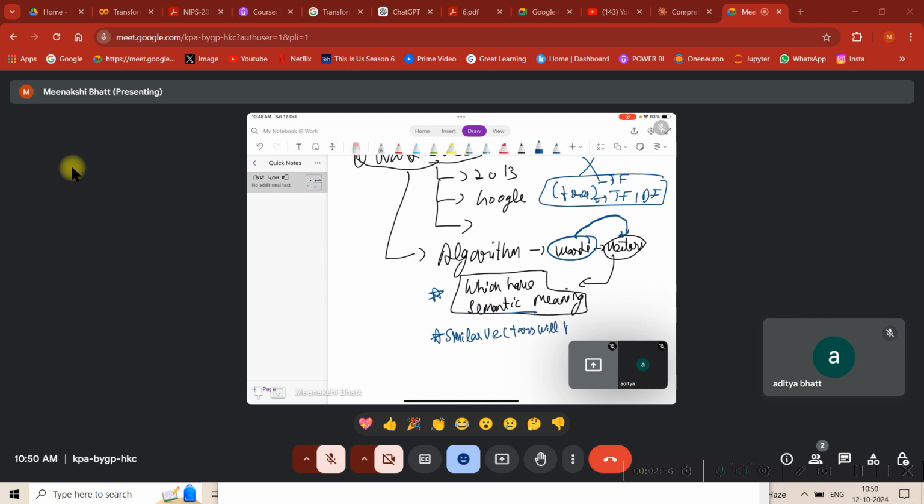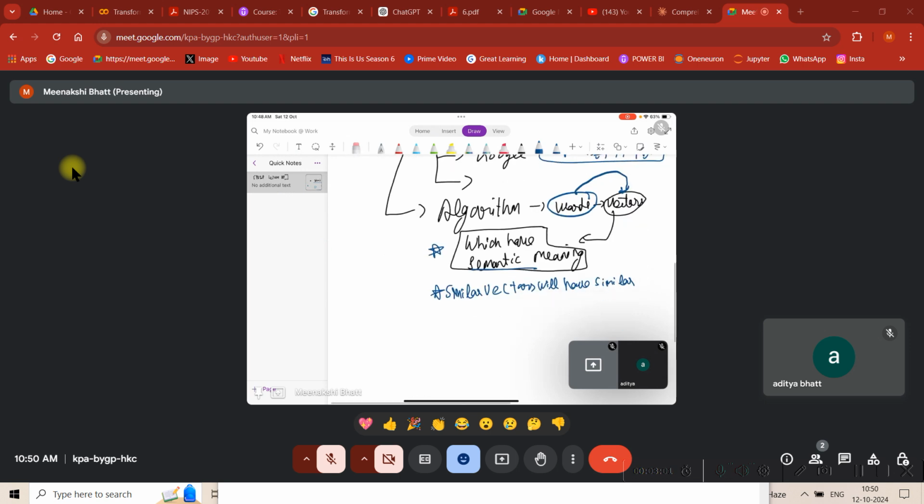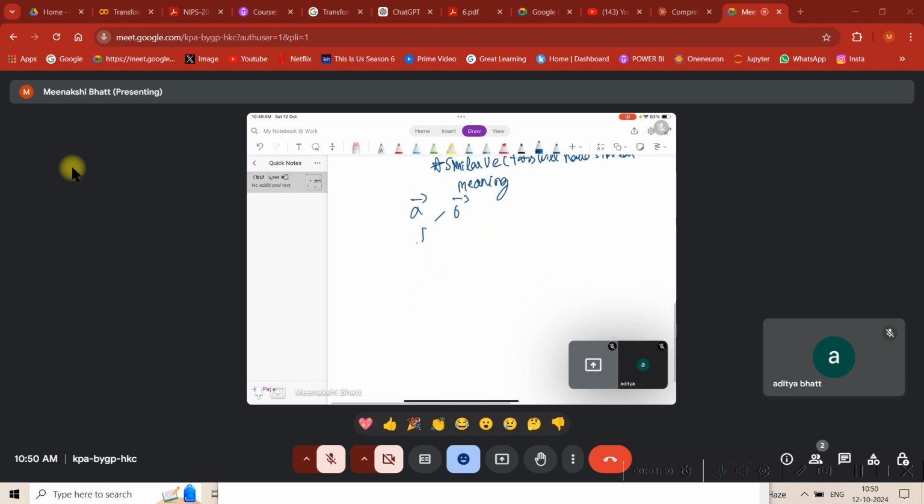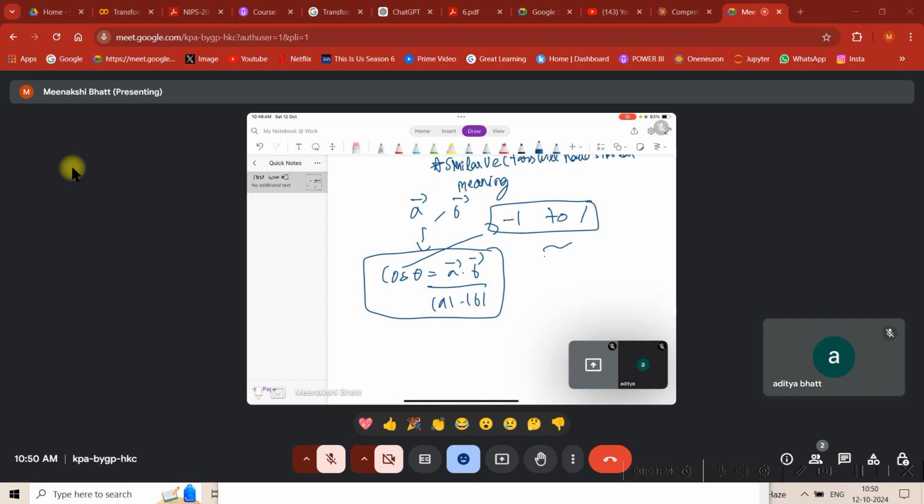will have similar meaning. I showed you in the last class how we compute similarity between two vectors. Let's say I have two vectors A and B and I wish to compute the similarity between them. I can compute it with the help of basic cos theta. This is the formula, and as you know, cos theta has a range, so the value that is closer to 1 would mean the vectors are similar.